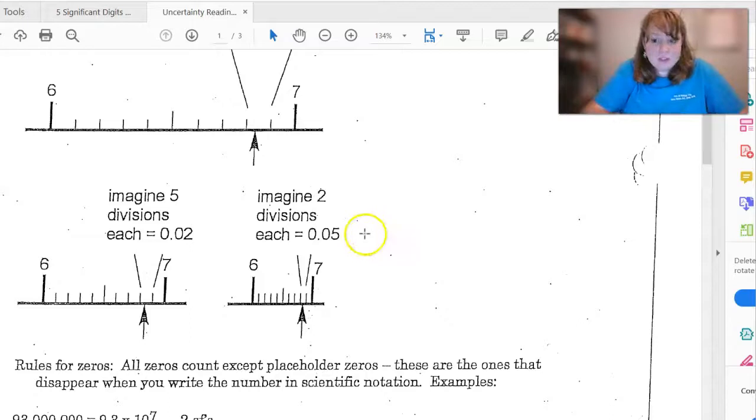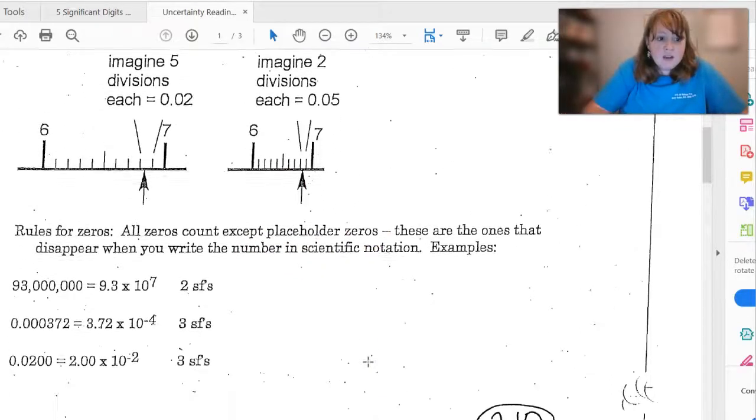Okay, so here if we were to divide into 2 sections, then we would say we know for certain it's 6.8, and then that arrow looks like it's at 6.85. Sometimes on a ruler it's so hard to tell that there's actually a fraction amount there. So this would be 6.85.